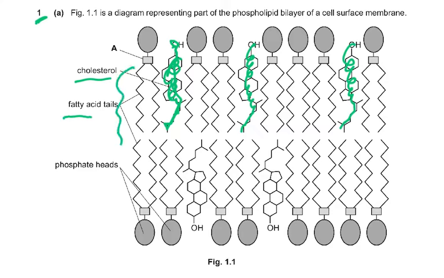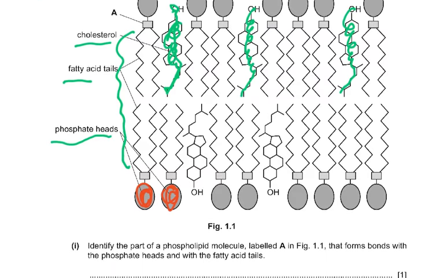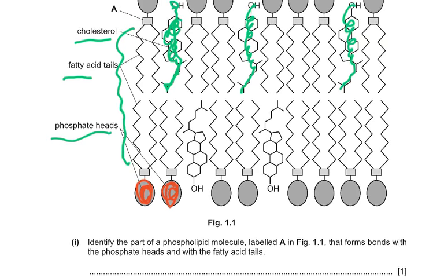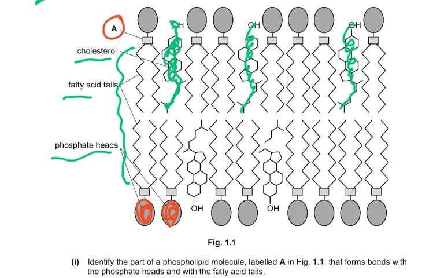So these are the hydrophobic part. These are the fatty acid tails. Then you can see the phosphate heads. This is the phosphate heads which they have shown you. Now look at it carefully and then read the question and then come back to the diagram again. Identify the part of a phospholipid molecule labeled A. Labeled A. What is this?